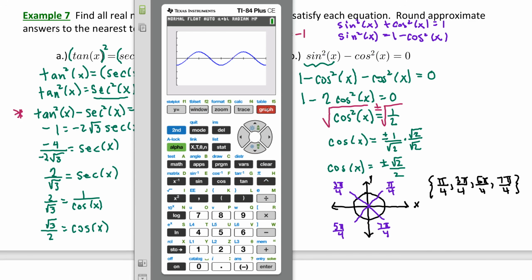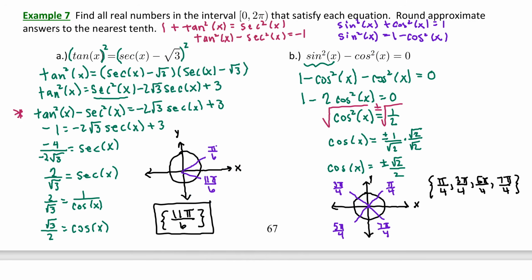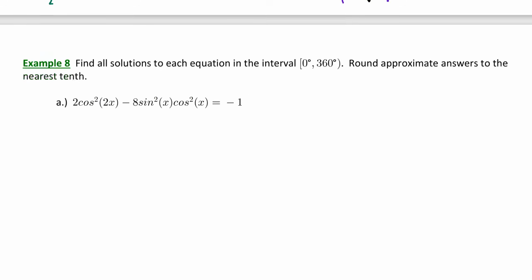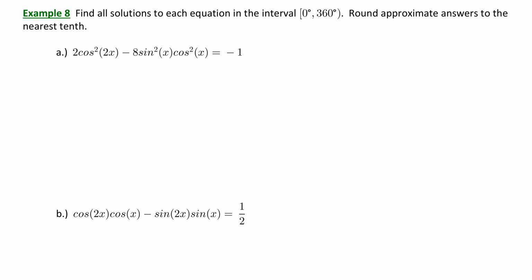So counting in multiples of pi over 4, our x-intercepts are 1 pi over 4, 2, 3 pi over 4, 4, 5 pi over 4, 6, and 7 pi over 4. And that matches our list exactly. All right, let's move on to trigonometric equations over the interval 0 degrees to 360 degrees.